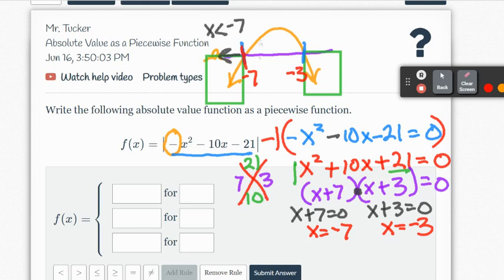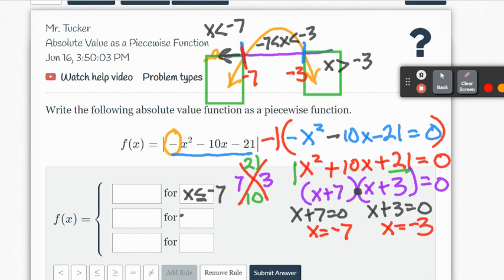Everything between these two would be written as -7 less than x less than -3. And everything to the right of this would be x is greater than -3. So I'm going to take those 3 intervals and write them in order down below. X is less than. I'm going to throw the equal sign on one of them. I'm going to go ahead and go with the -7 at the first line.